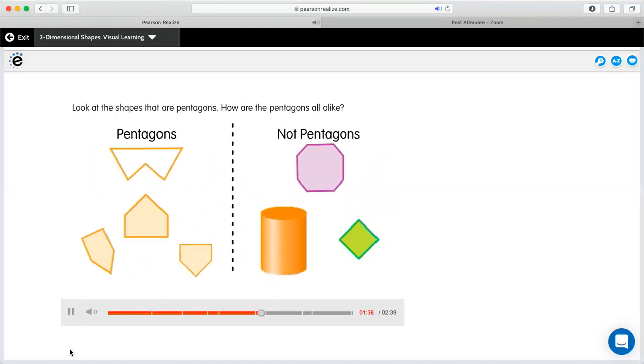Look at the shapes that are pentagons. How are the pentagons all alike? The pentagons all have 5 sides. The pentagons all have 5 vertices. The pentagons all have 5 angles.